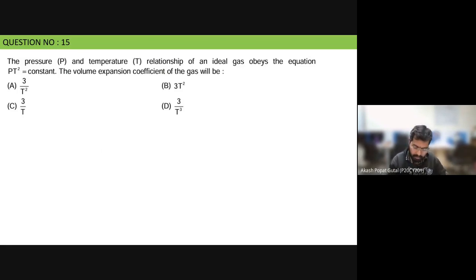I have mentioned before, volume expansion coefficient has been asked many times in competitive exams. This is your volume expansion coefficient. You need to calculate it from the given information. P T square is constant for the ideal gas.